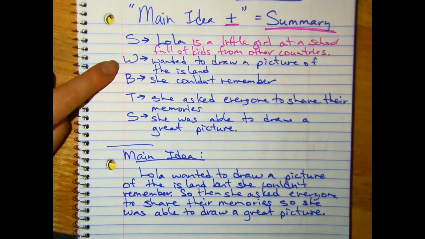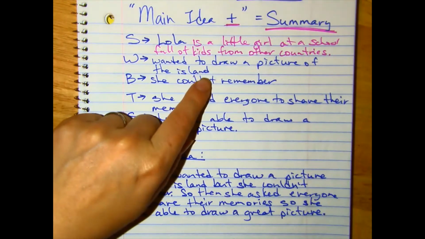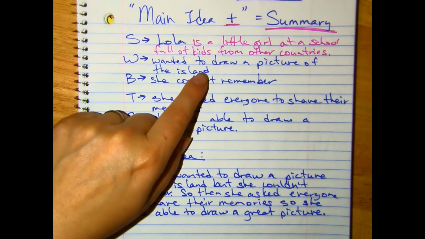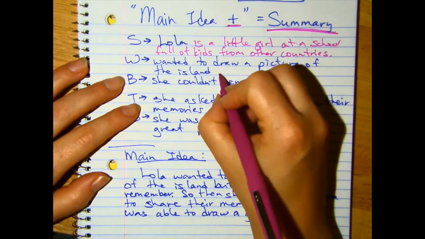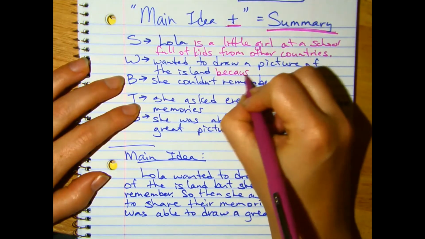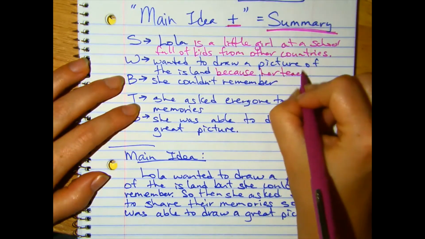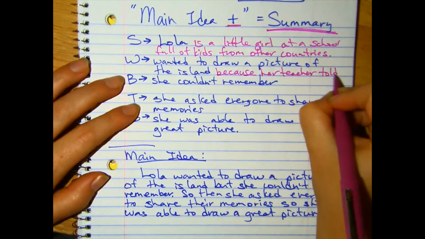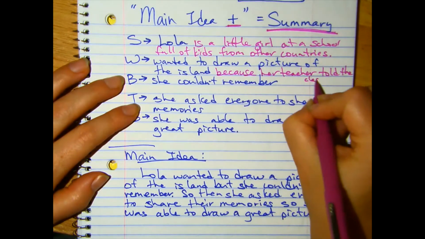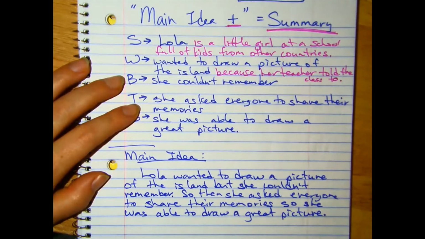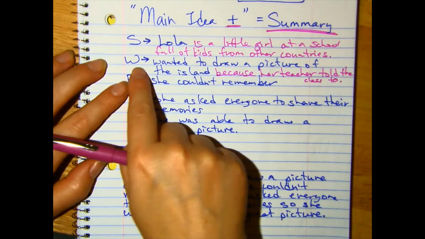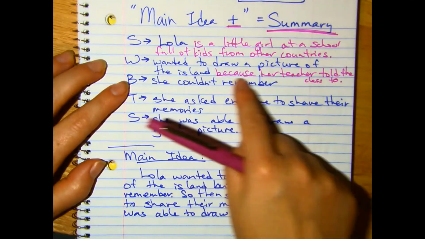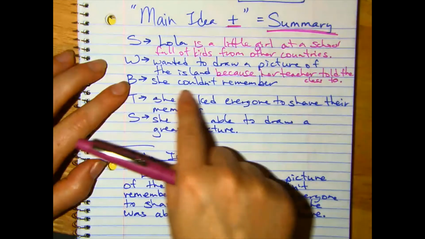In my wanted section, I have she wanted to draw a picture of the island. Why did she want to draw a picture of the island? Oh, her teacher told her to. She wanted to draw a picture of the island because her teacher told the class to, but she couldn't remember.